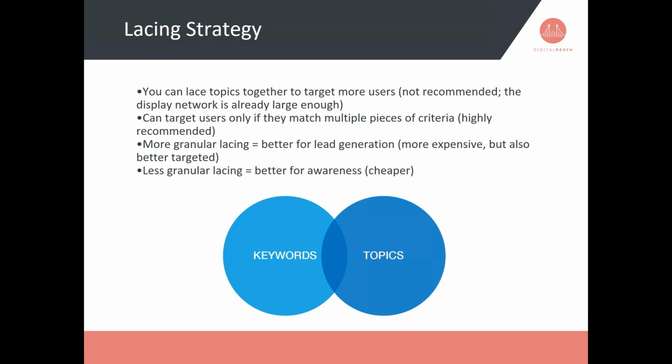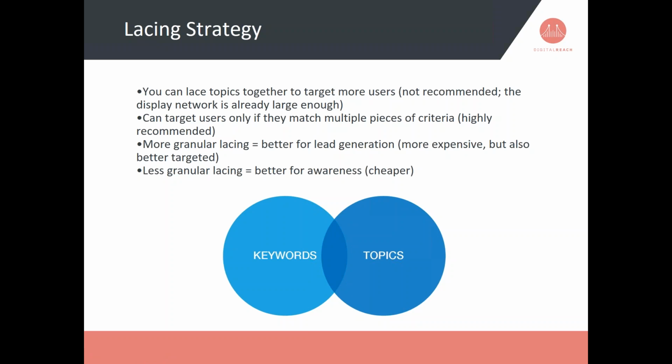But lacing is a cool strategy that we use, where you can think of it like a Venn diagram, where you can lace 2 pieces of this picture down here at the bottom. You can lace keyword targeting with topic targeting together, and this is what we've had the most success with on the display network, whenever we don't use only one form of targeting, aside from just remarketing.